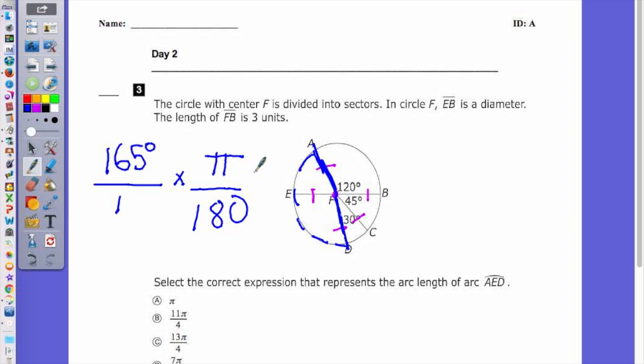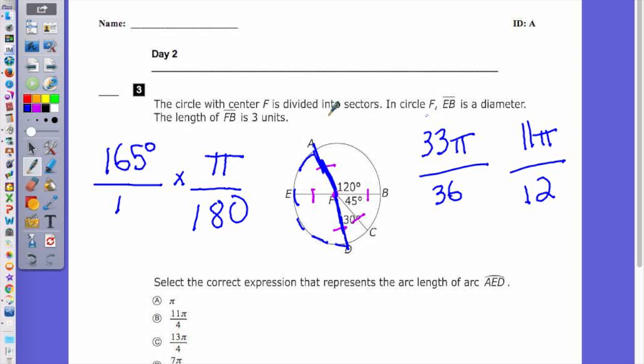Yes? I did 165 over 360, and I still got the... Oh, you did 165 over 360, but at some point you converted it to radians, right? Yeah. Okay, at some point you have to convert it to radians. I just prefer to convert to radians at the beginning. That's just me, okay? So when I multiply this across, I get 165 pi over 180. I simplified that to 33 pi over 36, and then I simplified that to 11 pi over 12, because I couldn't get from 165 over 180 to 11 over 12 all that quickly.